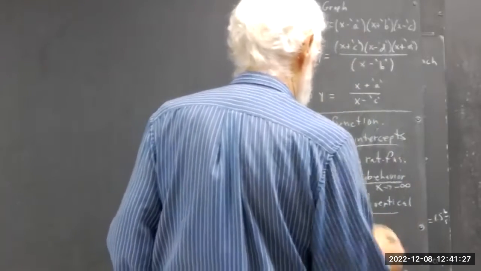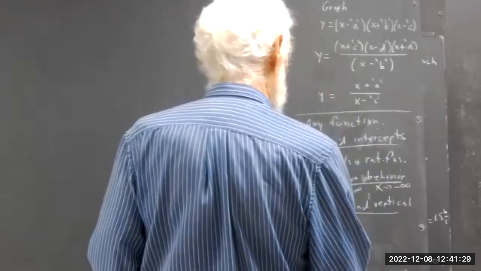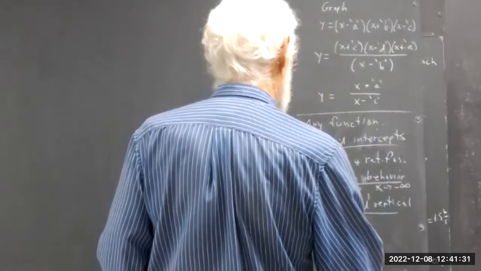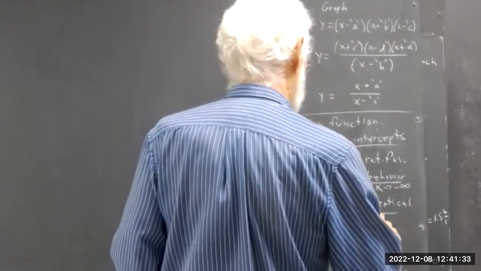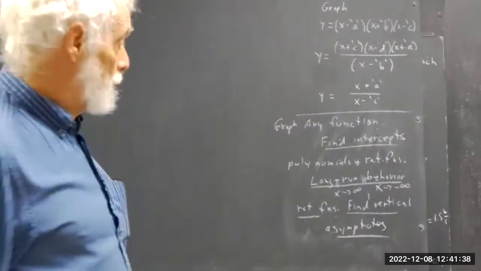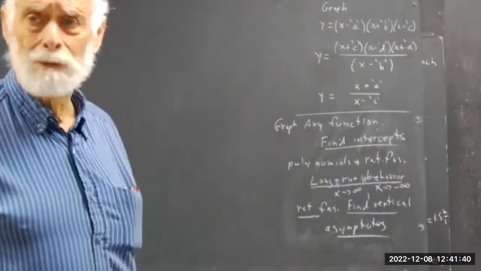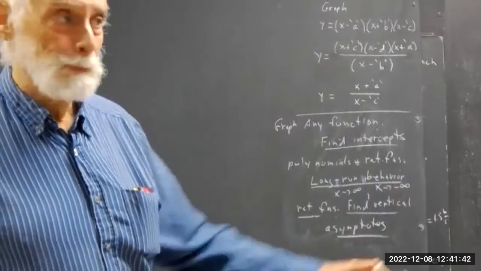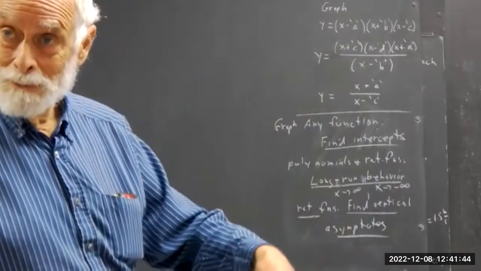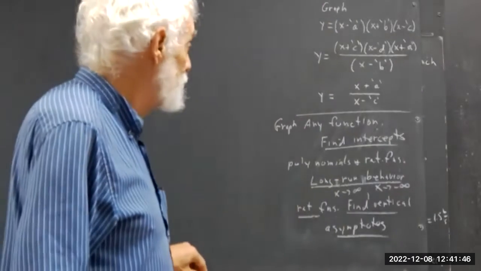Okay. On vertical asymptotes, there's your start. There are some details in the middle, but that's how you start.